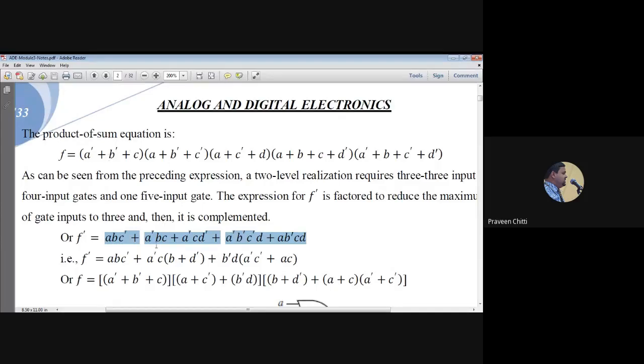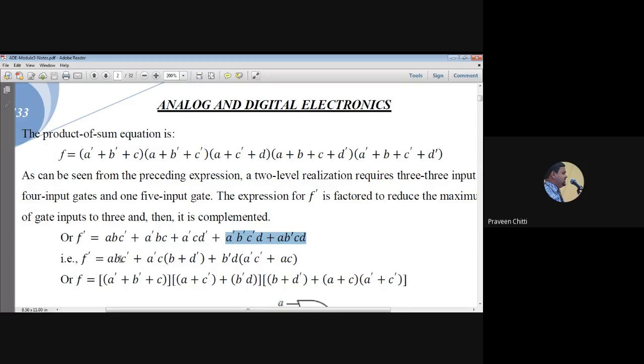So when you take the complement of this, we get this, and now you can just check. What you can do is here you can take A bar C common from both these terms. When you take A bar C common from this, it becomes A bar C into B plus D. And from these two, you can take B bar D common. You will get it as A bar C plus AC.